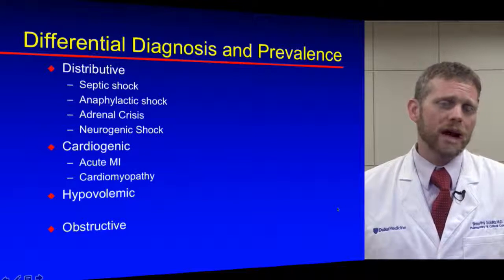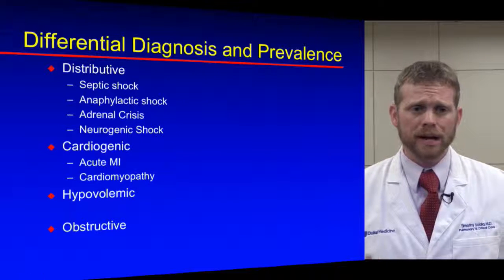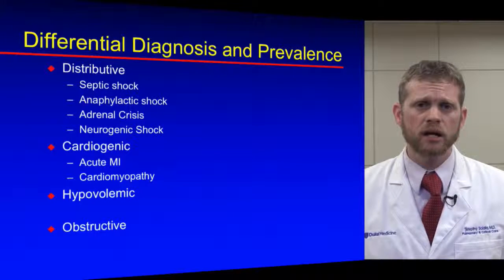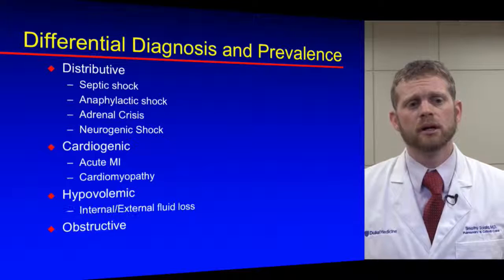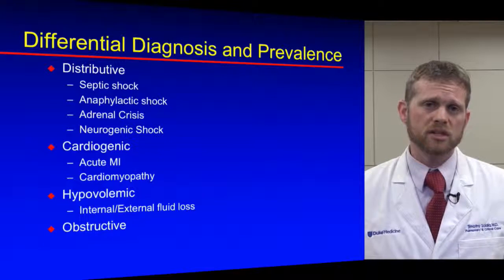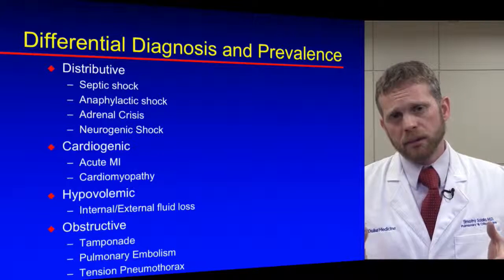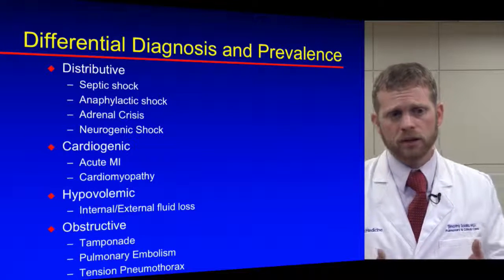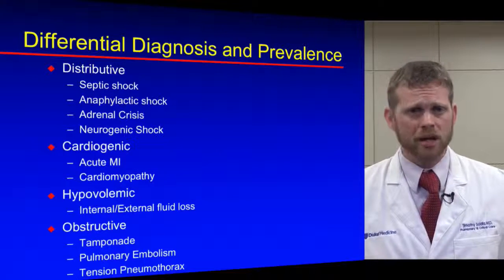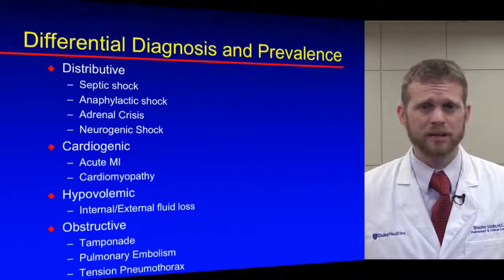Cardiogenic shock, the most common causes are going to be acute myocardial infarction or ischemic or non-ischemic cardiomyopathies. You can also have valvular heart disease as a cause of cardiogenic shock, and you can also have myocarditis. Hypovolemic shock is quite simply either internal or external fluid loss, and this can be both hemorrhagic and non-hemorrhagic hypovolemic shock. And the big 3 of obstructive shock is pericardial tamponade, a saddle or a massive pulmonary embolism, and tension pneumothorax. Another cause of obstructive shock that's not listed here is an aortic dissection.